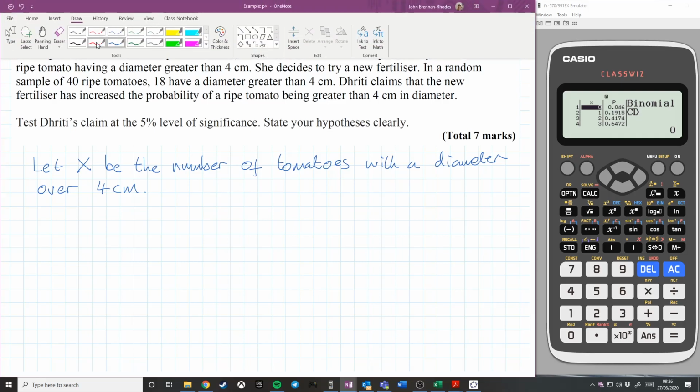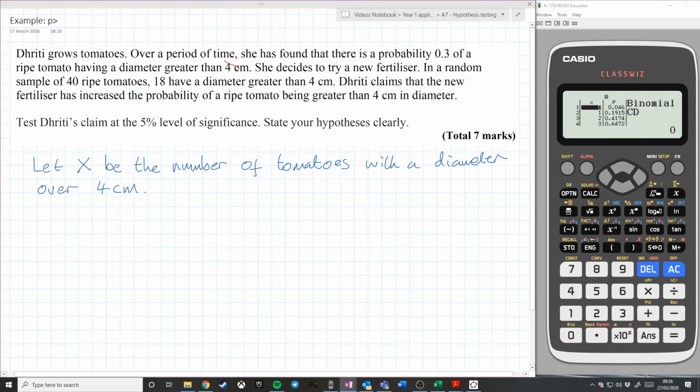So in a sense, I have written it down here, but I think we kind of need to ignore that. I think the 4 centimeters just kind of puts you off, so we're not going to think about that too much. What we've got is a binomial distribution, and the binomial distribution has an n of 40 and p.